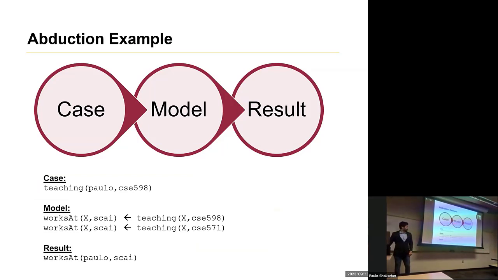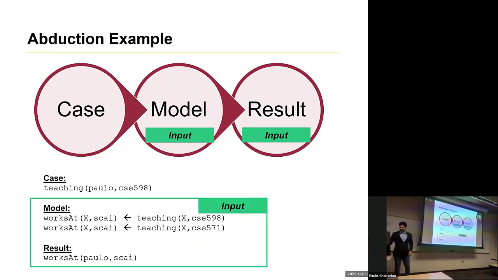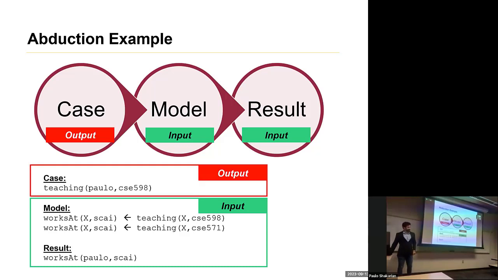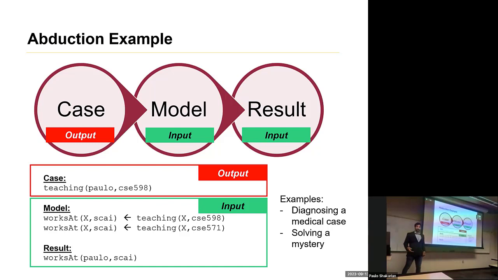Okay, so abduction is the only thing that's left. This is the input. You have the model and you have the result, and now you want to find those initial conditions. Okay, so here's our output. And so medical diagnosis, classic abduction problem. A lot of research done on that, especially in the 80s and 90s. And like I said at the beginning, solving a mystery. That's an abduction problem.